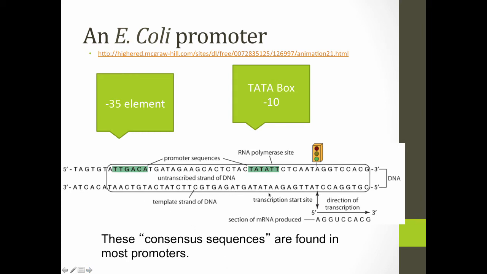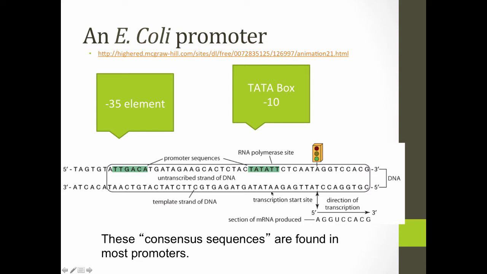So this is an example of an E. coli promoter, just so that you can see the different groups here. So this is our start site of transcription where the mRNA is going to be made. It doesn't necessarily correspond to a start codon yet, but this is where transcription is going to start.